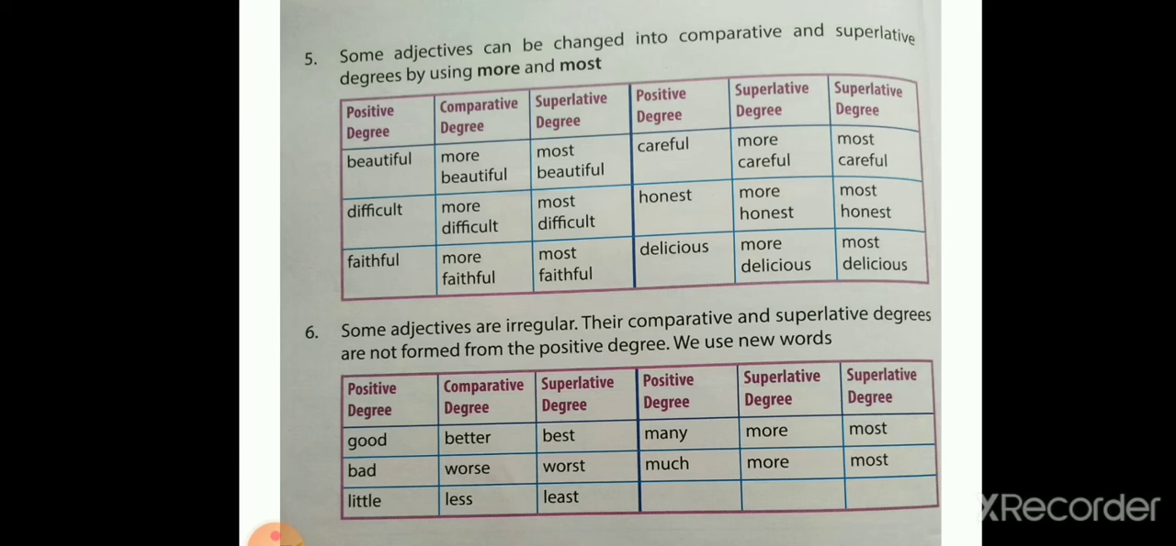Got it, children? In a few of these words we need not change the word itself. Instead, we need to add more or most to show the difference between comparative and superlative. Next, some adjectives are irregular. Their comparative and superlative degrees are not formed from the positive degree. We use new words. So now, children, I say happy, then happier, then happiest. So this is where we are making the changes in the word. But a few words are in this case where we need to differentiate.